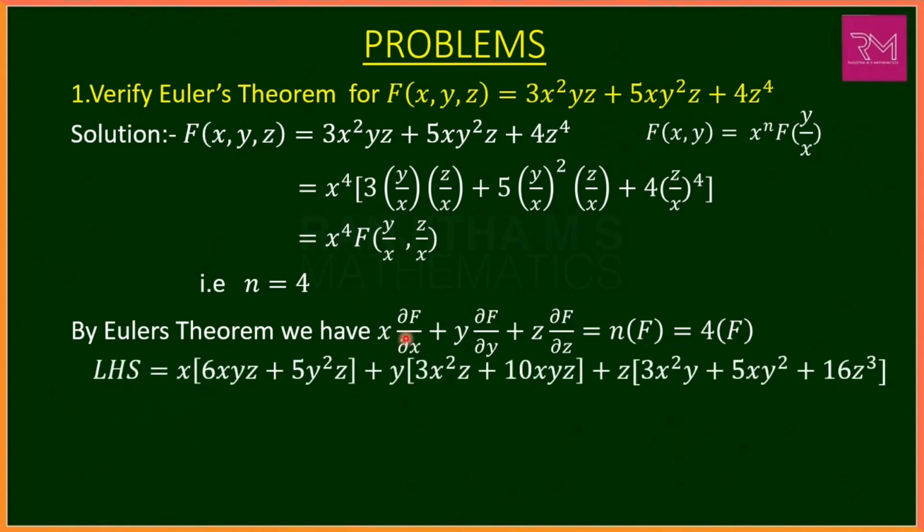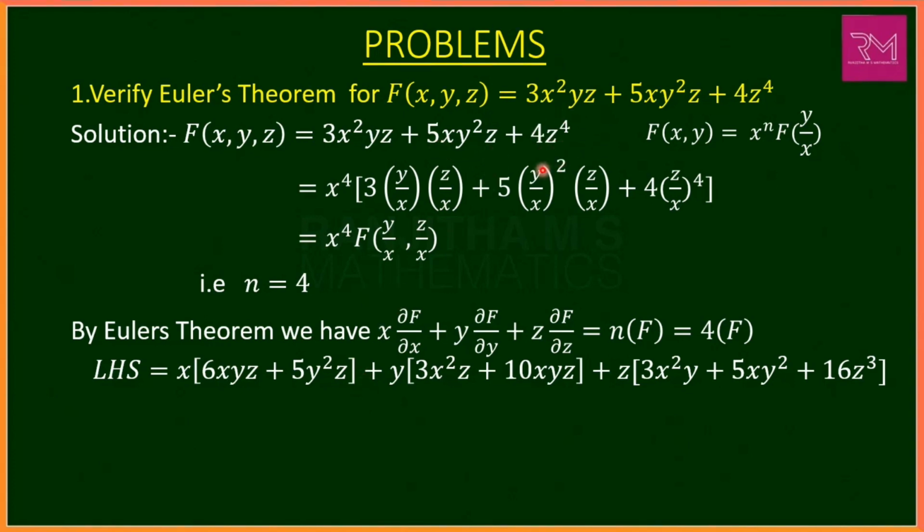LHS is equal to x into, here del f by del x is nothing but we have to differentiate this f partially with respect to x. We get the value as del f by del x, that is partial differentiation of f with respect to x is 3 into differentiation of x square is 2x. So we get 2 into 3 is 6x into yz is constant, take as it is, plus here differentiation of x is 1. So the remaining is 5y square z.